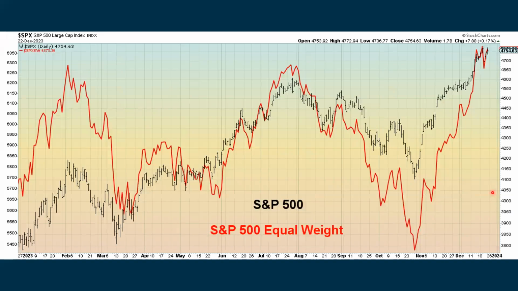Then we look at different indexes, and this is where we're seeing some improvement. The red line here is the equal weight S&P 500.